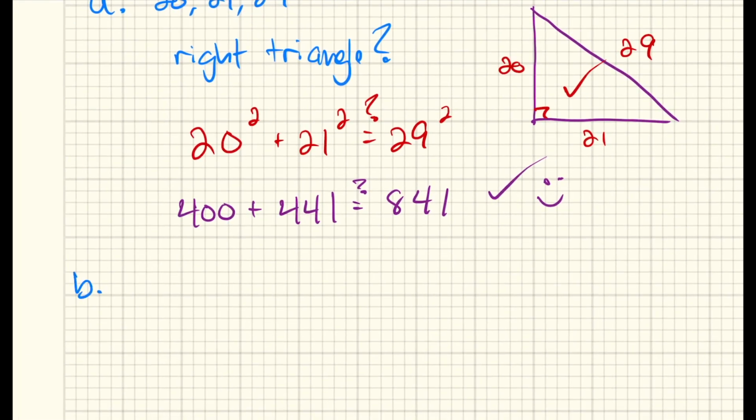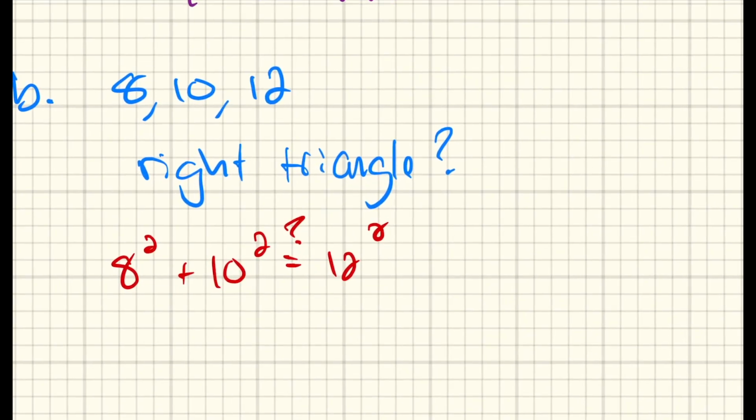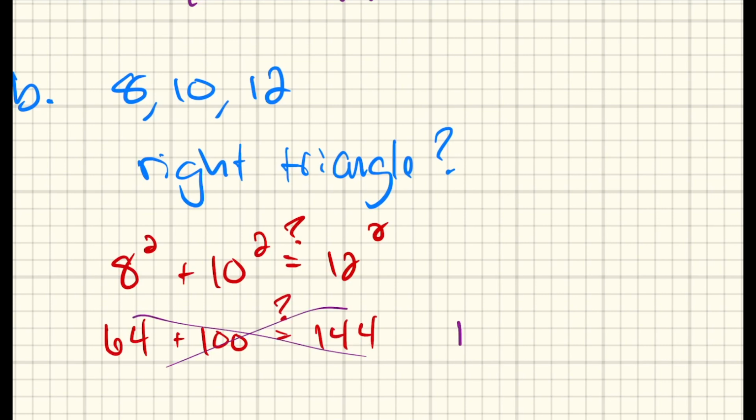Example 4b, we've got side lengths 8, 10, and 12. And again, we want to know, is this a right triangle? Well, this time when we plug into the Pythagorean theorem, 8 squared plus 10 squared, does it equal 12 squared? 8 squared is 64, 10 squared 100, 12 squared 144. No, that is not true. Right? 64 plus 100 is not 144. So it is not a right triangle.